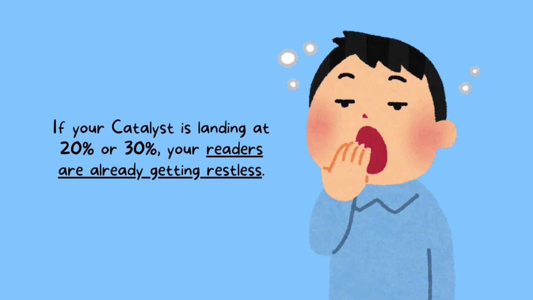A bonus tip: if your catalyst is landing at 20% or 30%, your readers are already getting restless. They're waiting for the story to start. The catalyst is the starter's pistol. It needs to fire early.